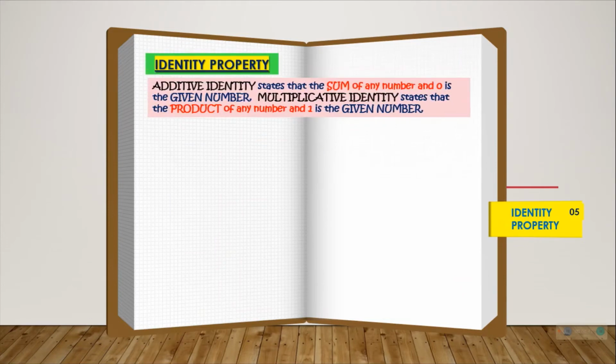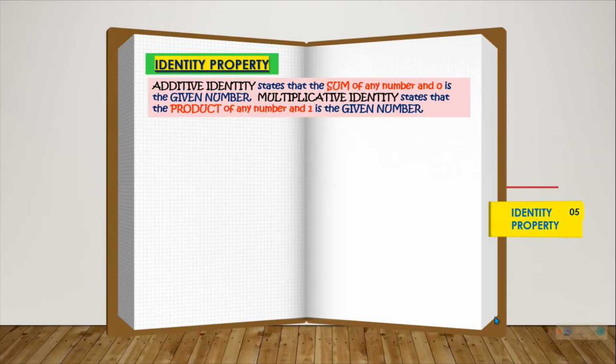Next, we have the fifth one, identity property. We have additive identity and multiplicative identity. Additive identity states that the sum of any number and 0 is the given number. So, any number added to 0 is still the given number. Nothing changes in the identity of the number. Even in multiplicative identity, whatever is multiplied by 1, the answer is still the given number.